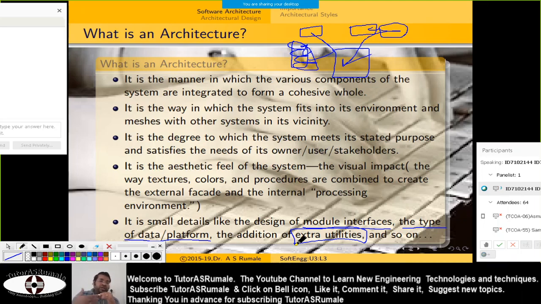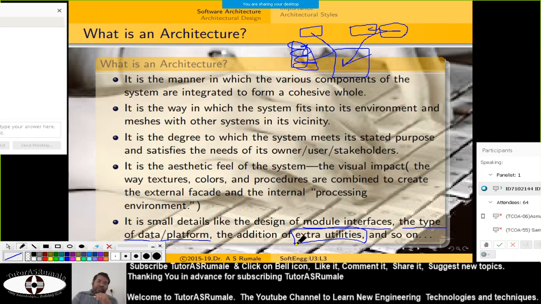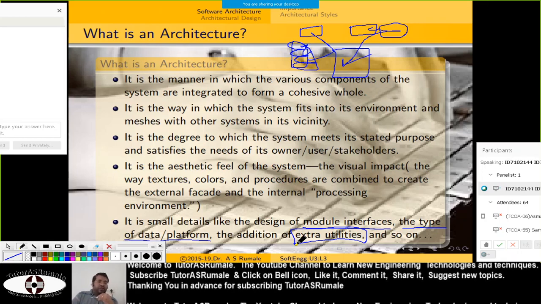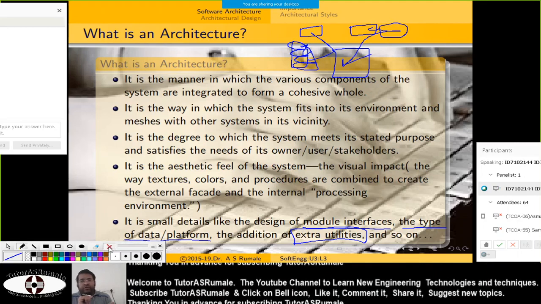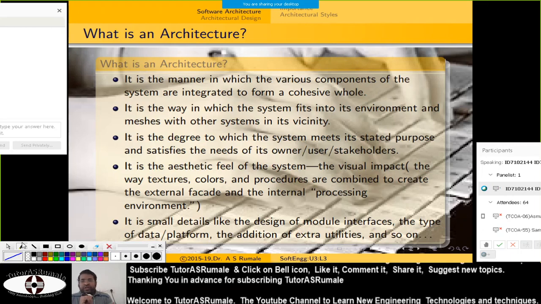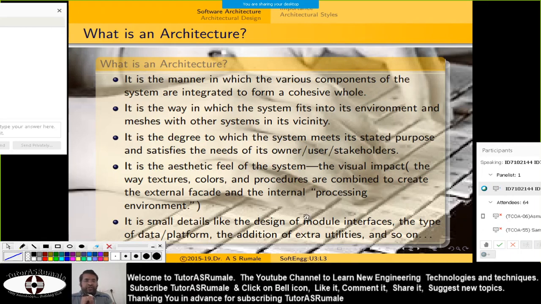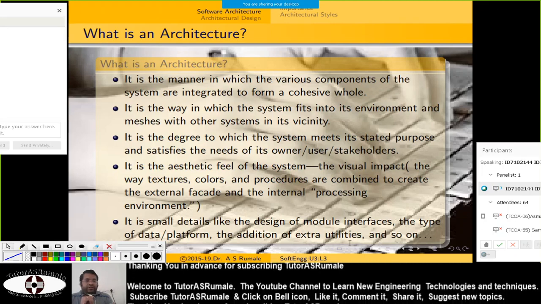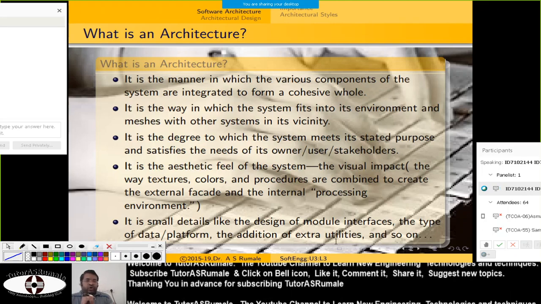So now we call it a torrent. That is what you call extra utilities or extra facilities that you are giving, and that is an architecture. So when we ask what an architecture is, you can have all these points. These are not exhaustive points. There are many other points that you need to consider when it comes to architecture, and so on.